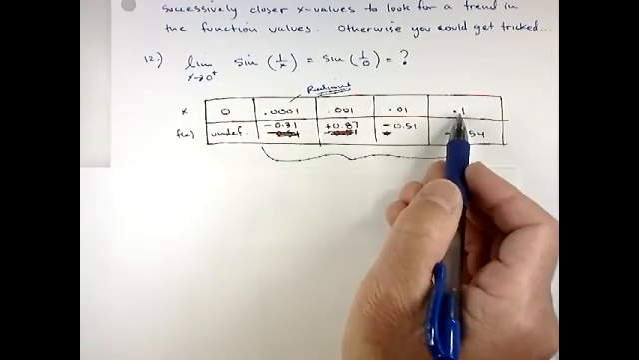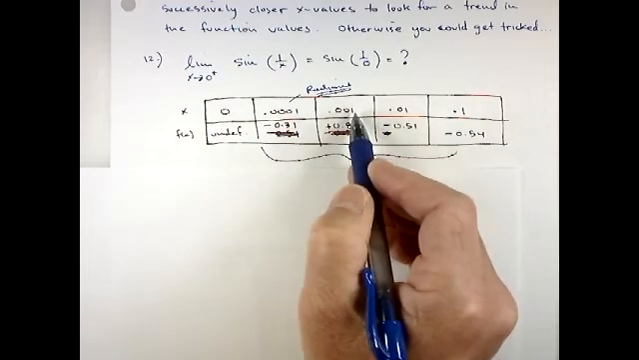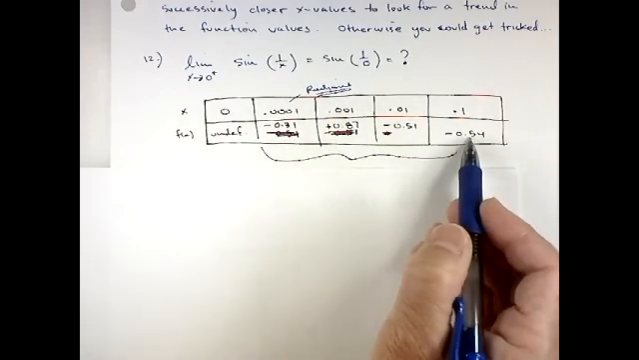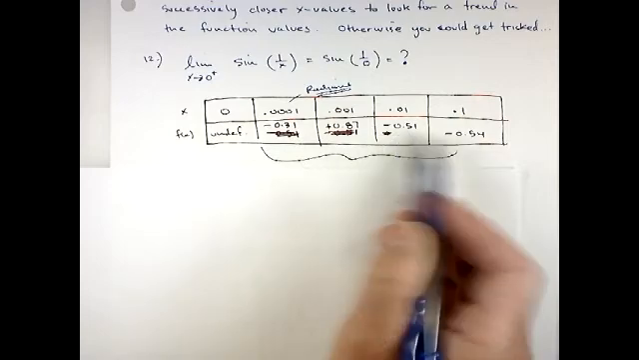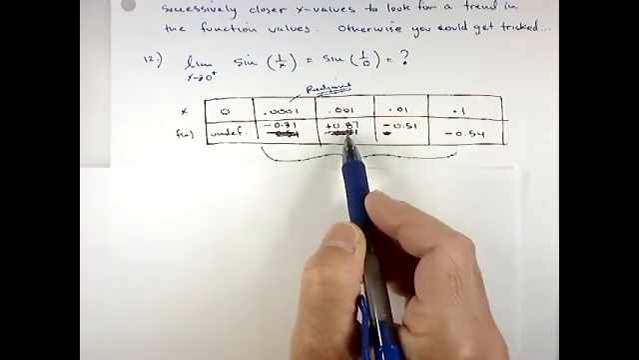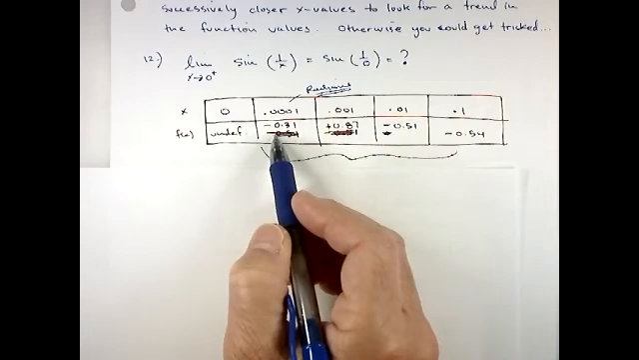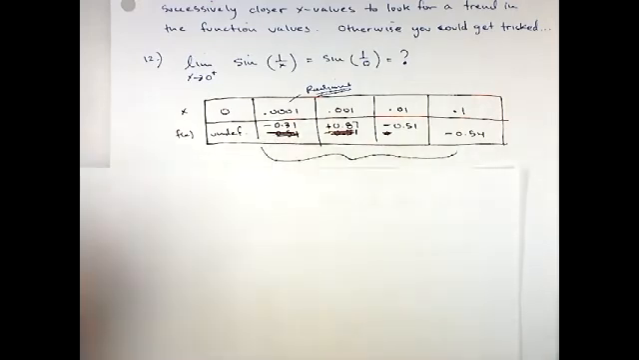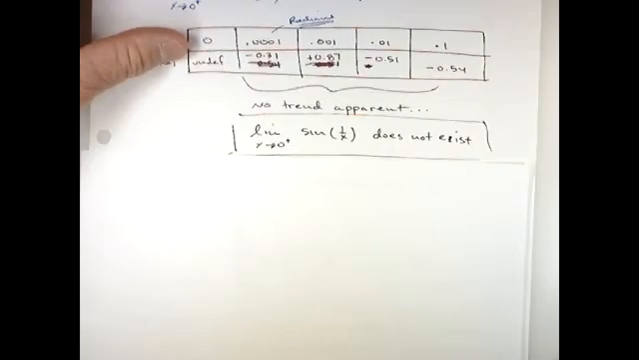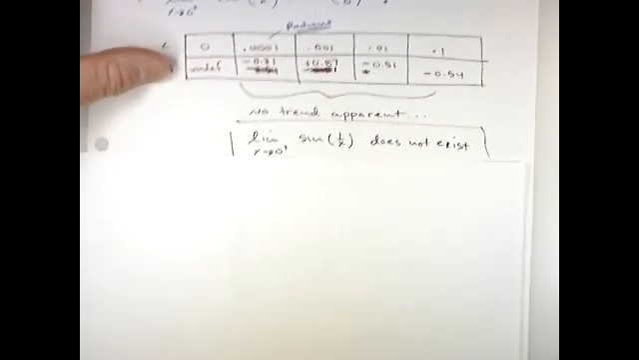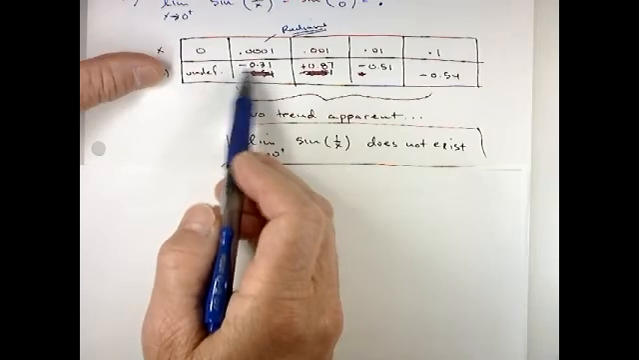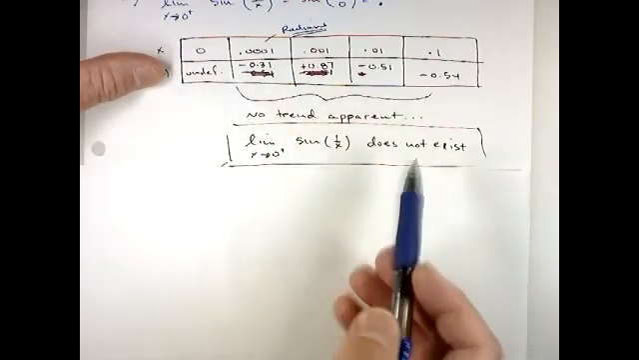But if you look at some values getting successively closer to 0, look what happens. We get negative 0.54, negative 0.51. There looks like a trend there. And then all of a sudden it jumps up to positive 0.87 and then back to negative 0.31. Clearly, there's no trend apparent here. And in fact, that limit does not exist. If you had just picked one value and put that down as your answer, it would be wrong.